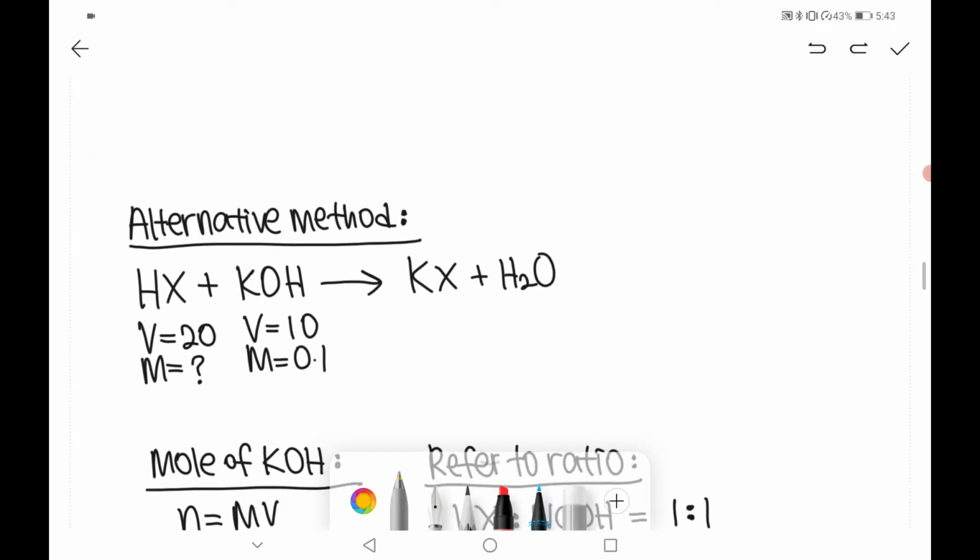So this is the chemical equation, and this is the information that we know. Alright, so we can always start with mole. In chemistry calculation, if you are so lost and don't know what you should do, the first thing is always to try to get the mole first. So how to find the mole?